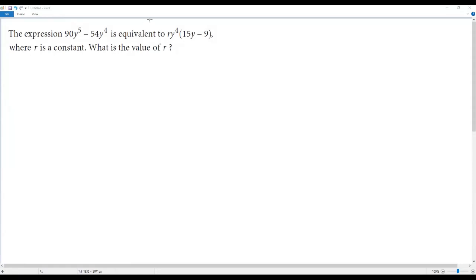The expression 90y^5 - 54y^4 is equivalent to r times y^4 times (15y - 9), where r is a constant. What is the value of r?